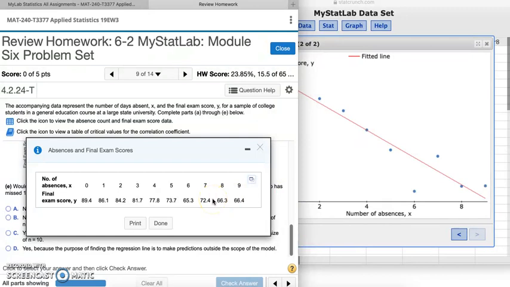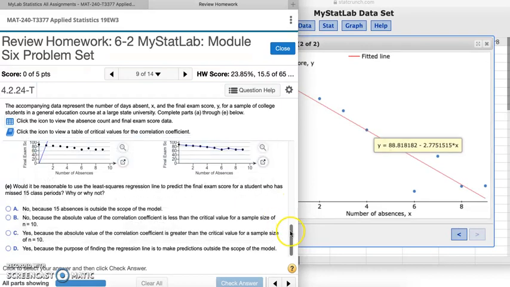Now, I will tell you, in the real world, there's some stuff you might do where you might still use a model to make a prediction on a value that's outside of your range. That's not typical. You would do a lot of validating, and that's a whole other thing, but that is possible in the real world. It's not ideal, and it's not something you would want to do. That's a side note, but for this case, since it's so far outside of our data set, we would say no, because the 15 absences is outside the scope of the model.